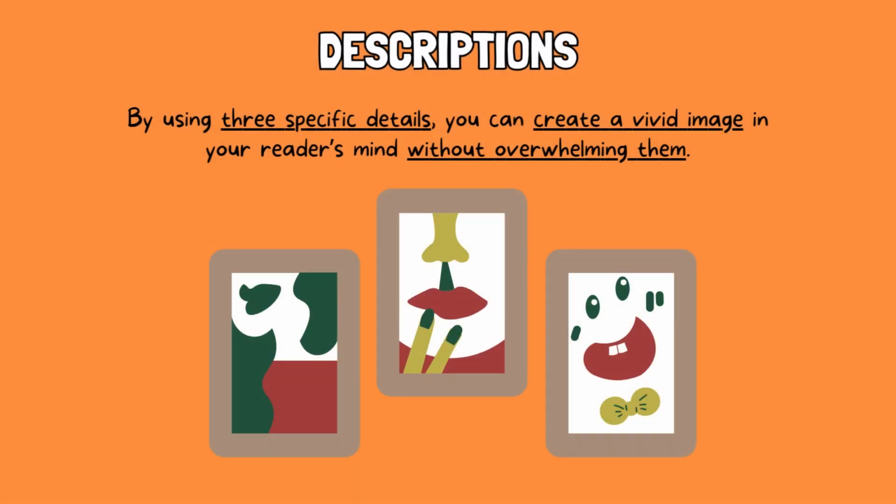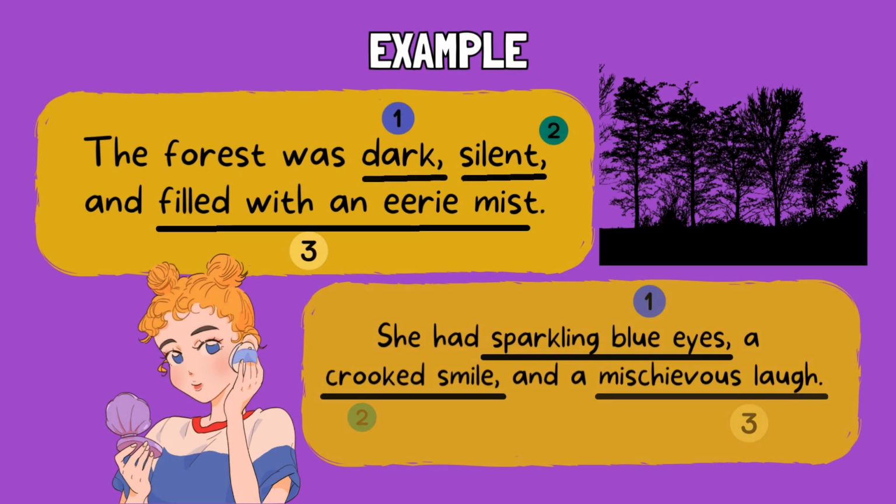Descriptions are another area where the rule of three can shine. By using 3 specific details, you can create a vivid image in your reader's mind without overwhelming them. Take a look at these examples on the screen. In both these examples, the 3 details work together to paint a complete picture that feels balanced and satisfying.